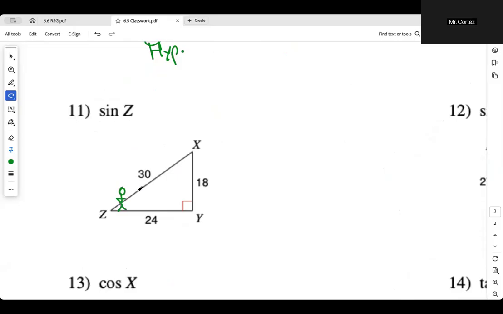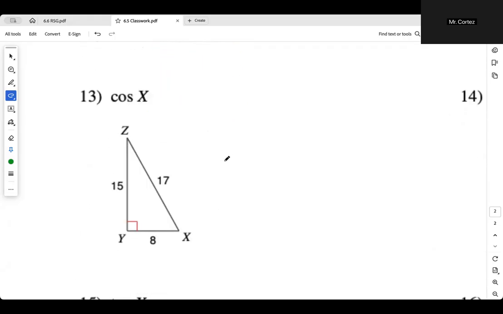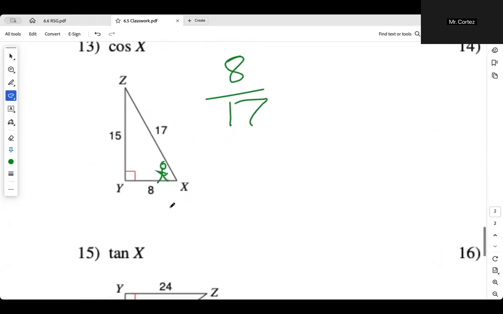Sine of z, not too bad. Again, draw wherever you're working from. Opposite of you is 18. 30 is your hypotenuse. That's opposite over hypotenuse. So this is a pretty simple, just 18 over 30. Moving along. I know I could have simplified that, but I'll leave that to you. Cosine of x. Recall this is our adjacent over our hypotenuse. So this will be a simple 8 over 17. Again, I didn't draw it here, but don't be afraid to sketch out where you are so you can make a note of what's adjacent, what's opposite of you.